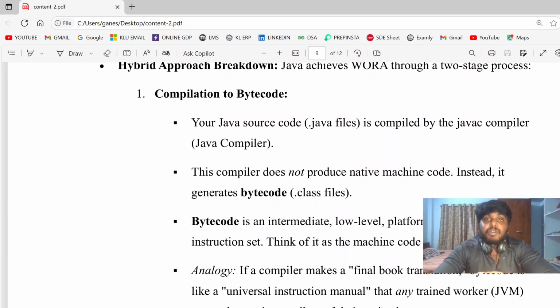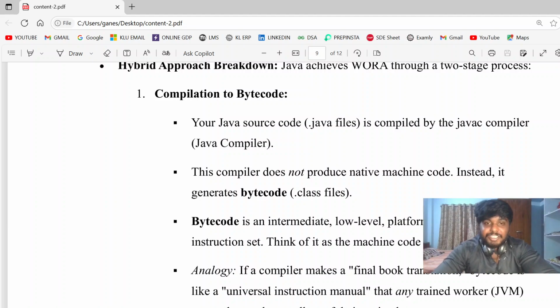So this bytecode is platform independent. After compilation of a Java program, the bytecode is generated in a .class file, only after successful compilation. If a compiler makes a final book translation, bytecode is like a universal instruction manual that any trained worker, like the JVM, can understand regardless of their native language.